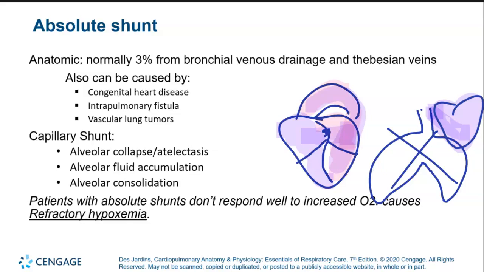Typically, like I said, it's not going to respond to oxygen because the alveoli aren't able to accommodate any type of ventilation. That blood bypasses the functioning alveoli. So typically what we do to fix this is we apply positive pressure to open up these alveoli or these consolidations to improve oxygenation.